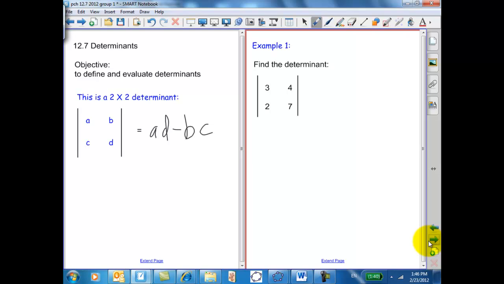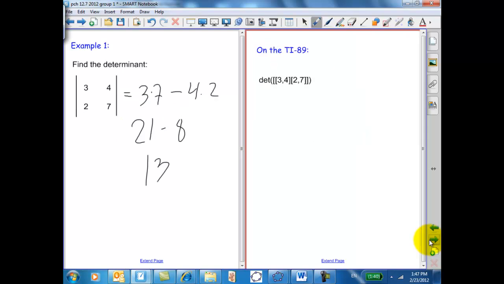So let's do this determinant. What are you going to multiply? 3 times 7 minus 4 times 2. 21 minus 8, 13. Notice you can do this on your calculator. And I brought along my calculators as well. You're going to find this very handy for the next test to have an 89 to do these.